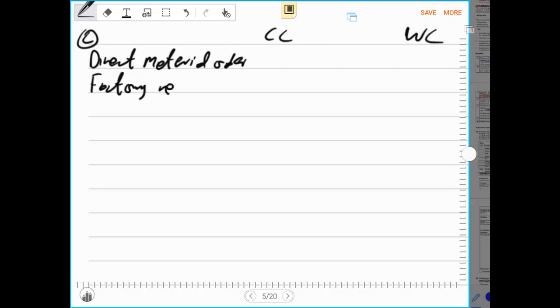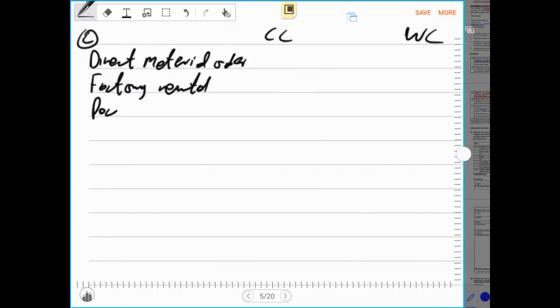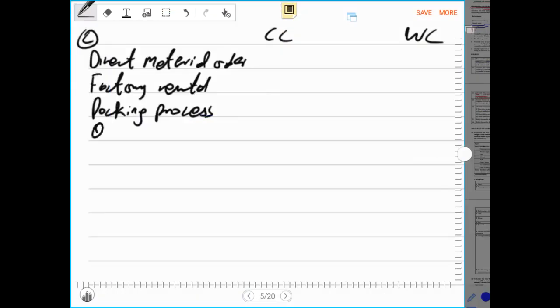So now this will be factory rental, and the last ones will be based on the packing process, which is a total of 15,000, and the quality inspection of 20,000. This is how our cost can be allocated.